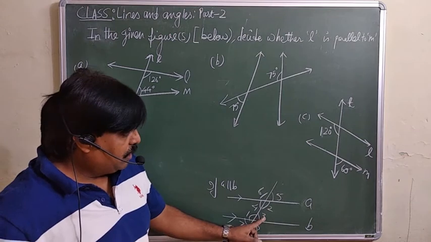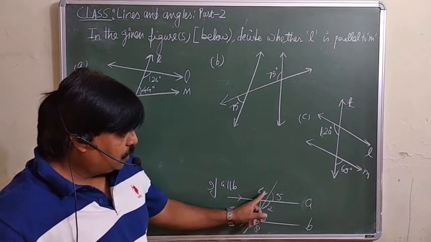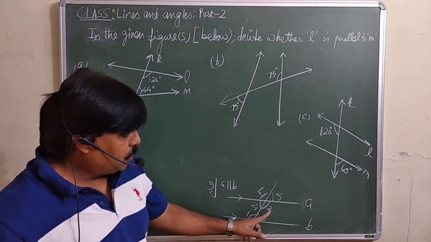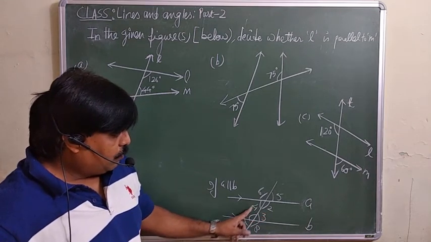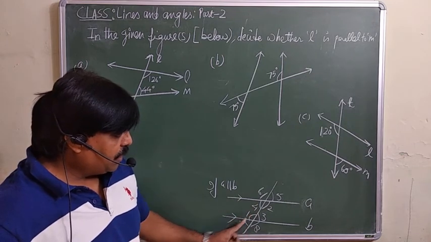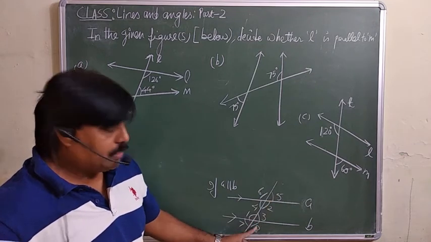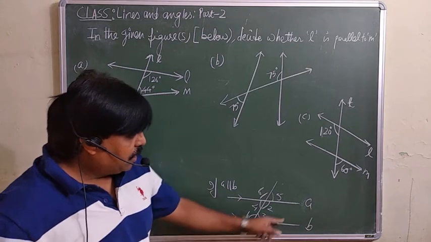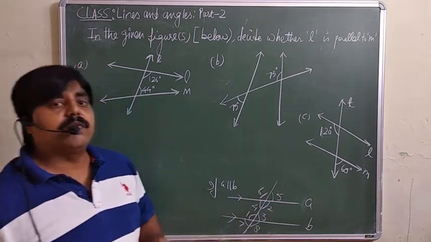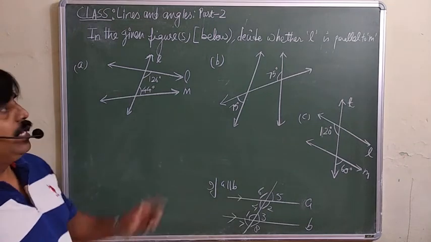Alternate interior, 3 is equal to 5, 1 is equal to 6, 4 is equal to 7, 2 is equal to 8. Corresponding, sum of these two is 180, 1 plus 4 is also 180 because these two are parallel, and co-interior angles are supplementary and corresponding angles are always equal. And this is already we discussed, कि इसका converse, अगर कोई भी इनमें से condition एक satisfy है, you can declare the lines are parallel.